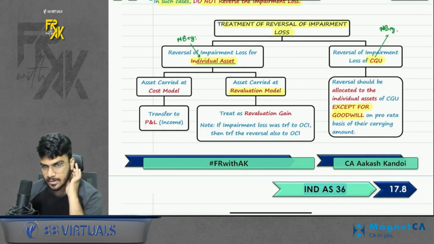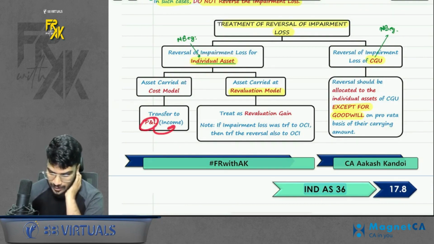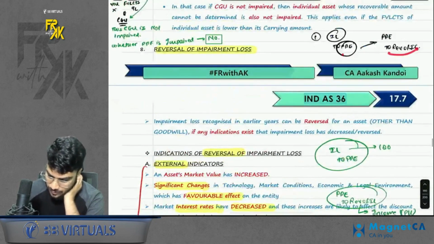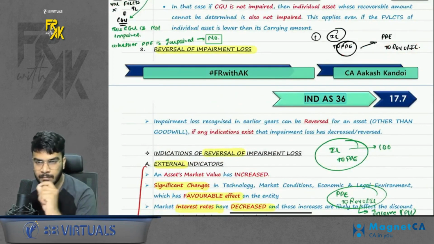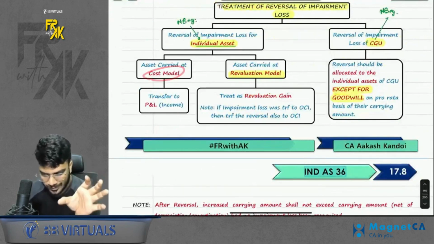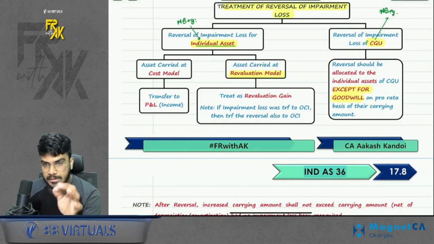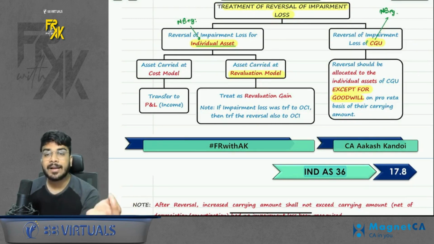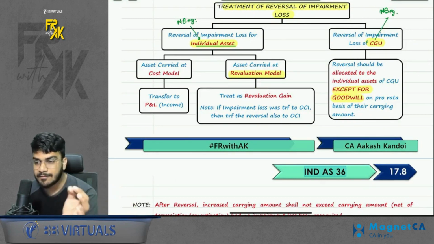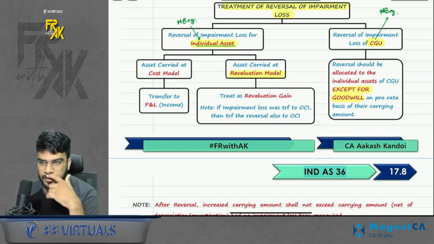Okay. Then treatment of reversal of impairment loss. How do you treat the reversal? So in case of individual asset, if the asset is at cost model, the reversal will be transferred to profit and loss, like an income. Why do we treat this as income? See this entry now. For reversal, you will credit the reversal of impairment loss. So it is like an income to you. If the asset is at revaluation model, such reversal will be treated like a revaluation gain. But only the treatment is same. The nature is of course different.